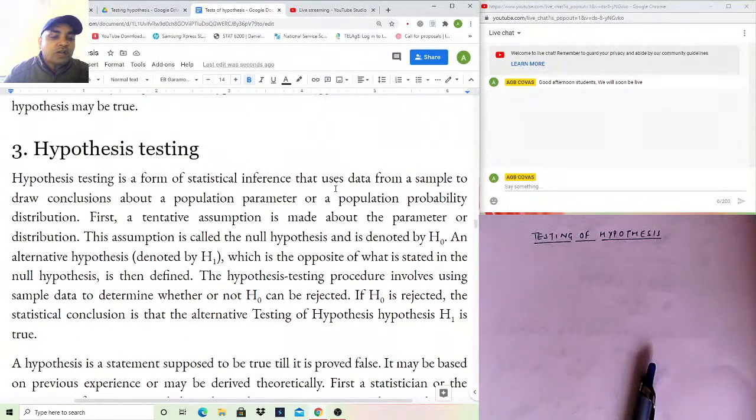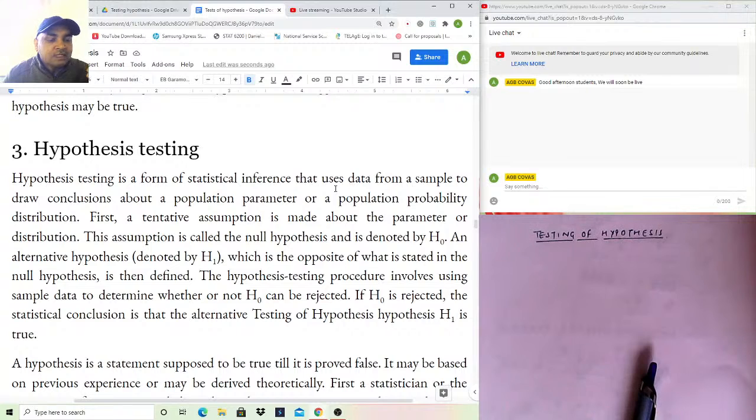Now comes your hypothesis testing. Once we get an idea about the null hypothesis and the alternative hypothesis, as I have already told you, the null hypothesis is generally that there is no difference, whereas the alternative hypothesis is that there is a difference.